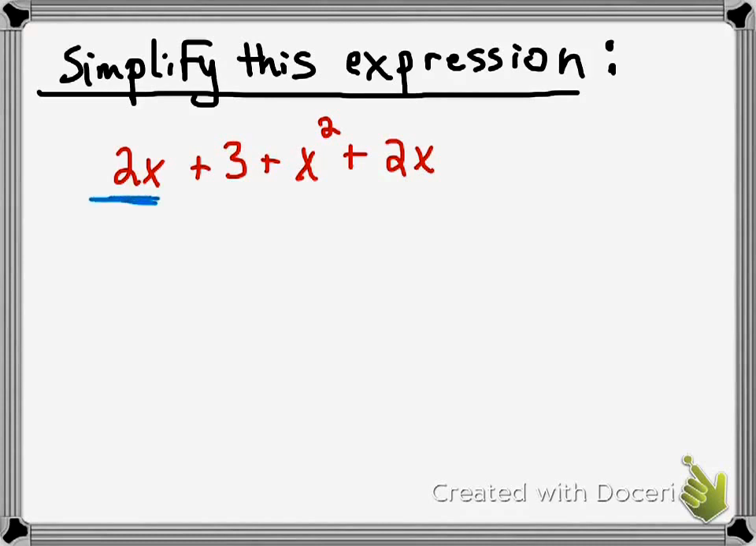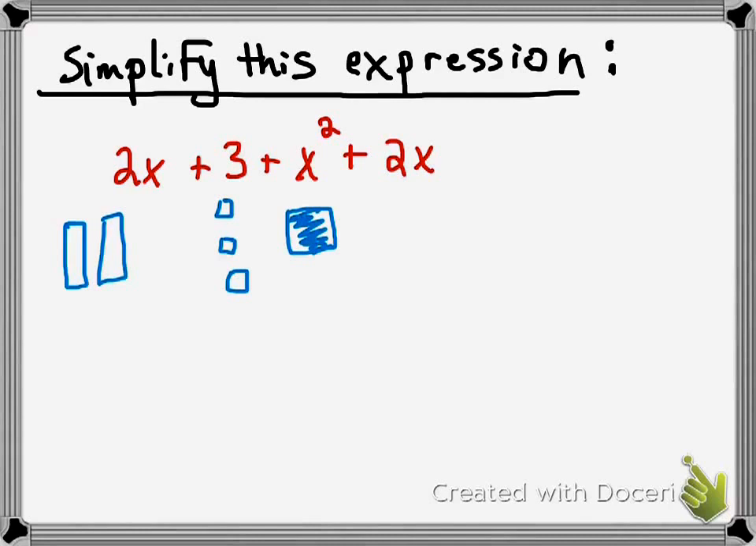When you see 2x, what does that really mean? Well, that means there are 2 x tiles. So I'll draw them. When you see 3 here, well, what does that mean? Well, that means there are 3 little units. 1, 2, 3. When you see x squared, that really means there's one of those big x squared tiles. One of those big blue x squared tiles. So here's that big blue x squared. When you see 2x, that means you have 2 x tiles. I know they're not drawn very nicely, but it doesn't really matter.